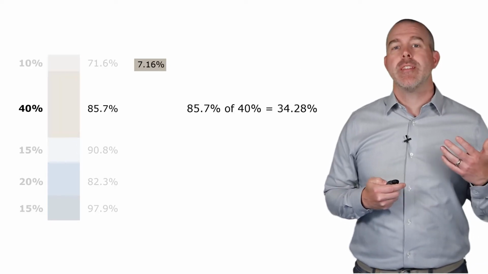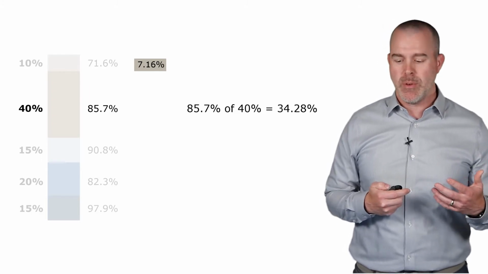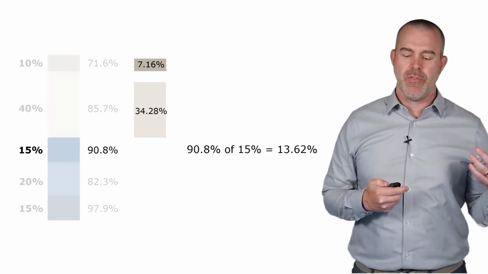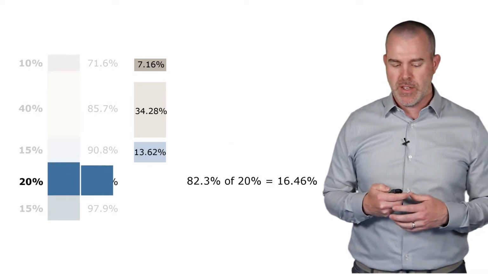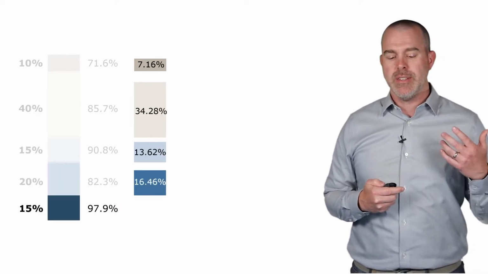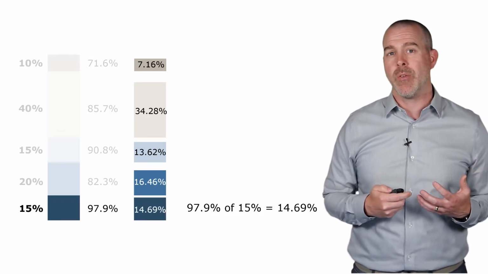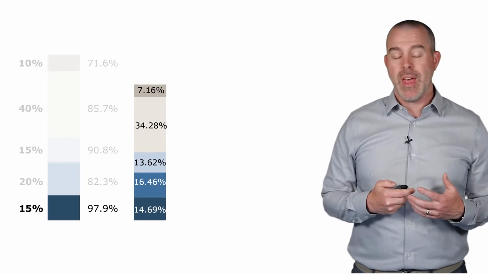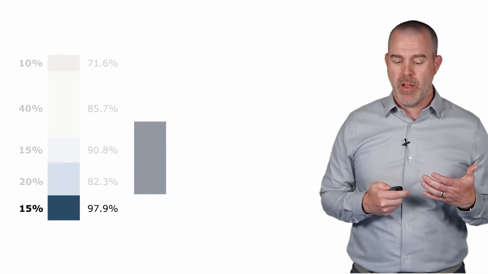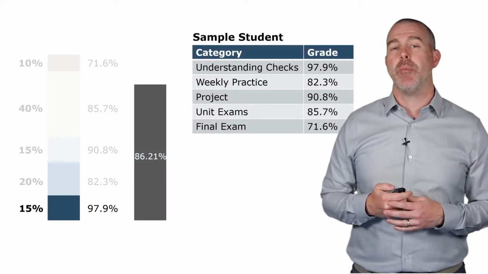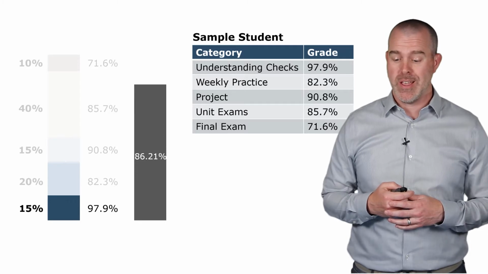Next category, similar idea, 85.7% of the 40% that was on exams, and then etc. For all the other categories, we have all their associated weights. You have their grades, the 71.6, 85.7, etc. And then the weights are the weights in the grading distribution. So then when we add all of those now weighted percentages up, that gets 86.21%. That is the student's grade for the course.